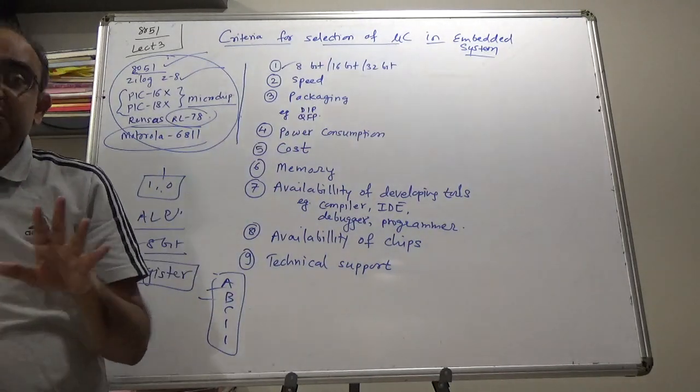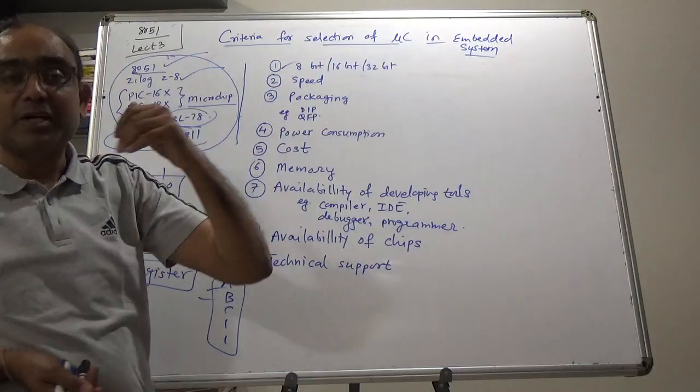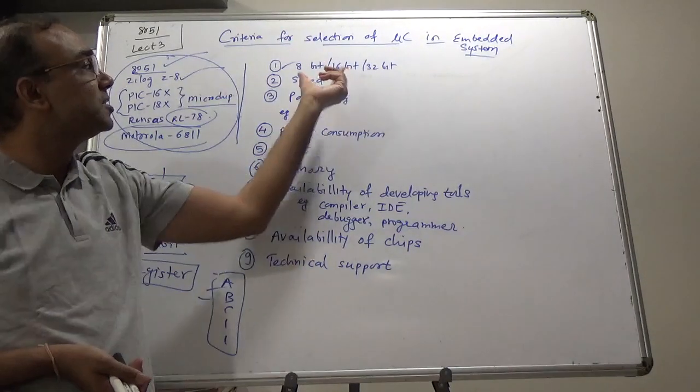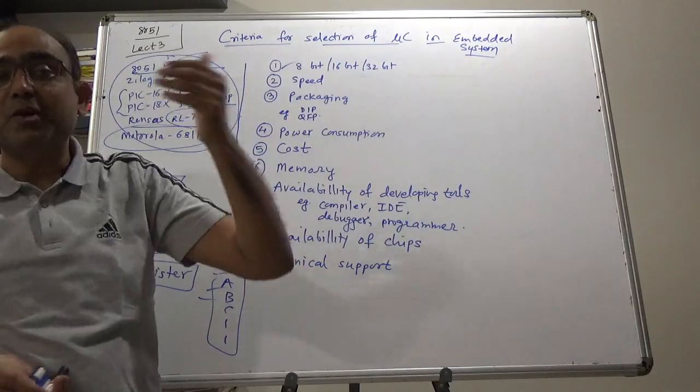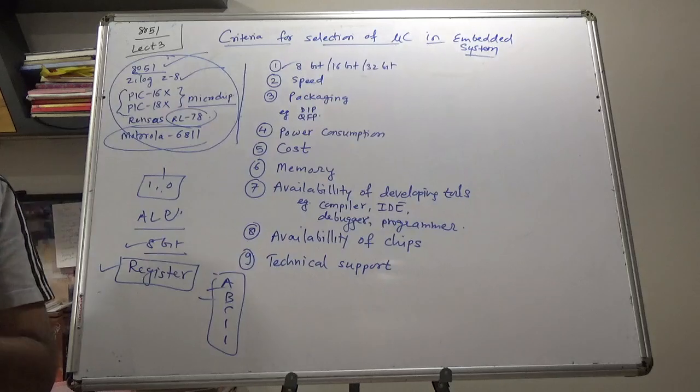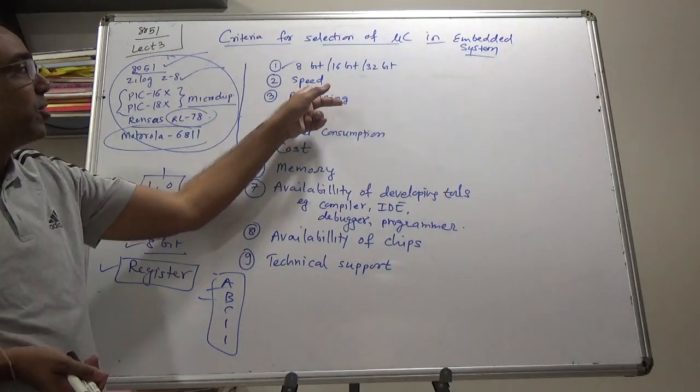So 16 megahertz will be the clock, and depending on that clock, the operations inside are synchronized to the clock. So the speed of the microcontroller will be decided by the maximum clock at which it is working. So this is again an important factor.